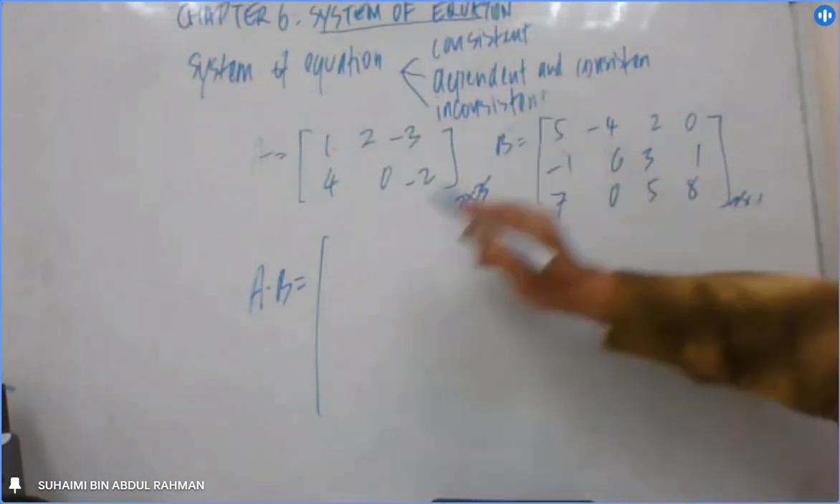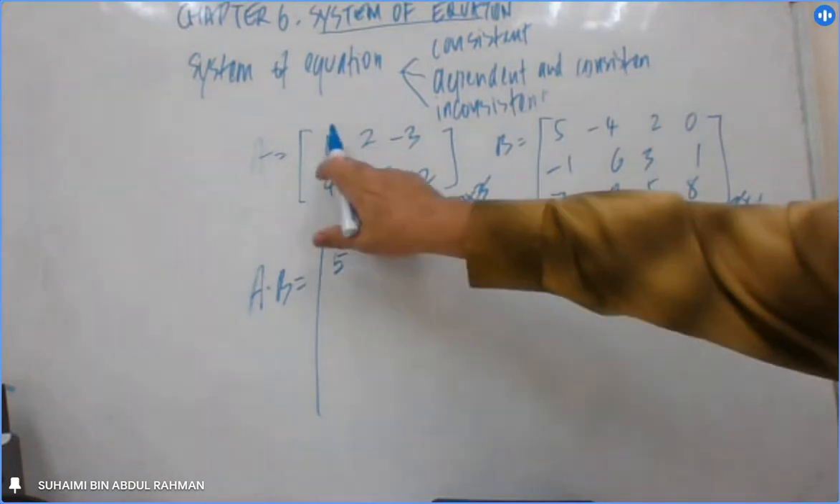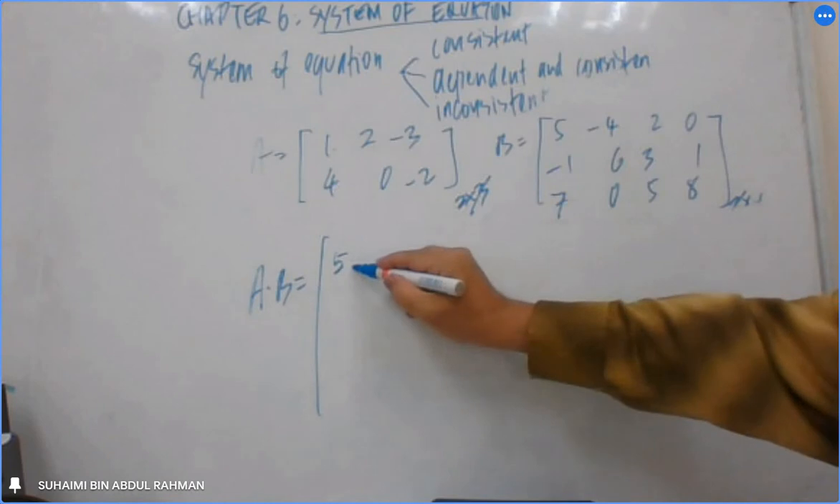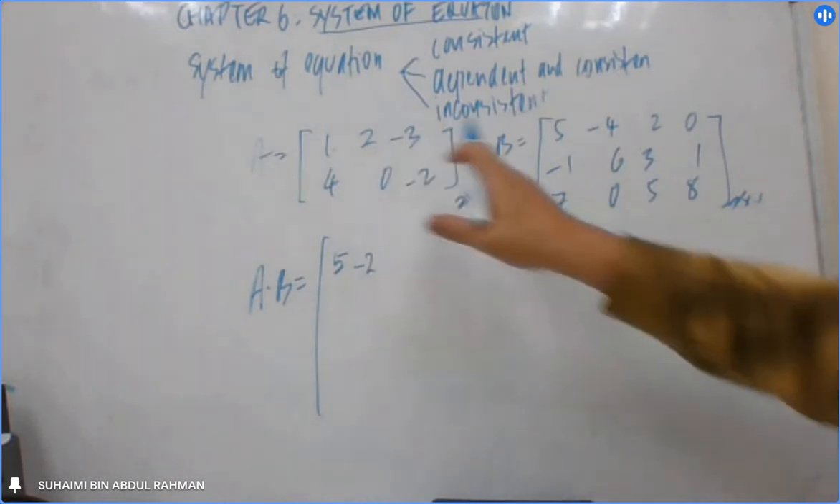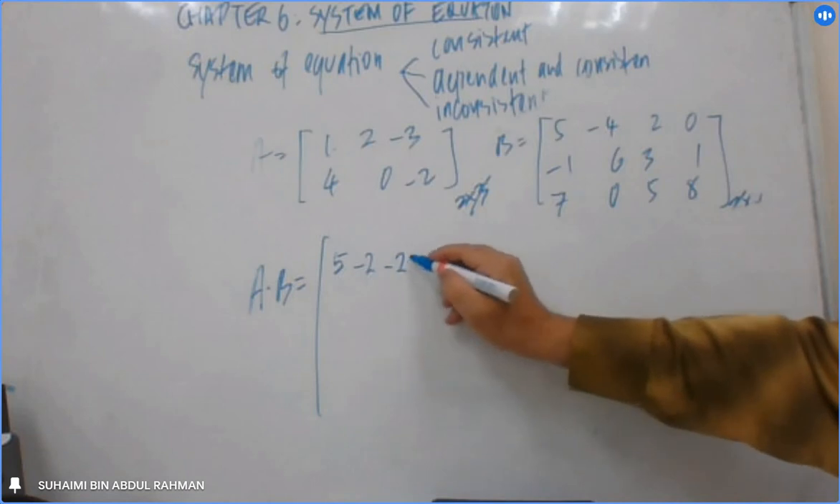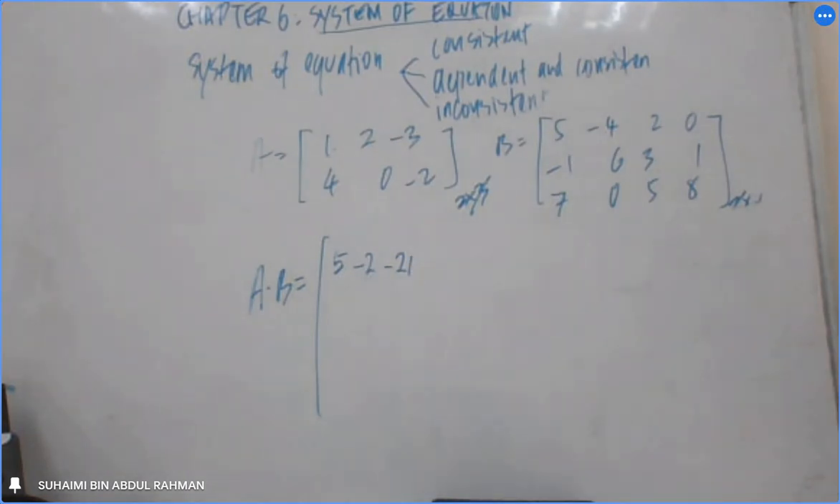1 multiplied by 5, 5. Okay, the first one. 1 multiplied by 5, 5. 2 multiplied by minus 1, minus 2. Minus 3 multiplied by 7, minus 21. So 5 minus 2 minus 21.